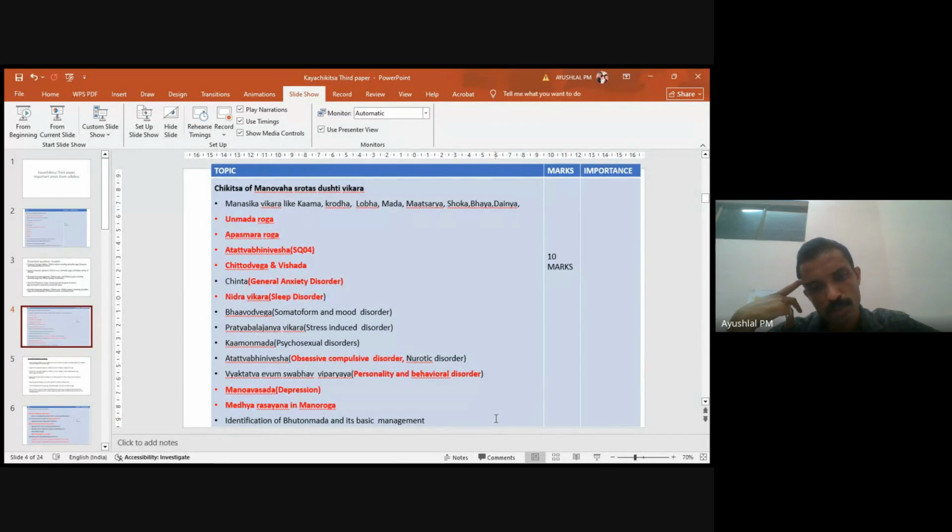This is also not that much important a point. Still, you can prepare for 2 or 3 marks in personality and behavioral disorders. Depression is very important. Medya Rasayana and Manoraga are very important.